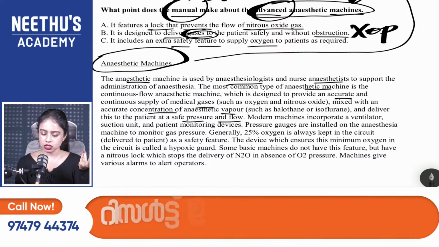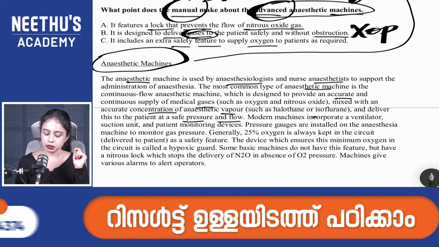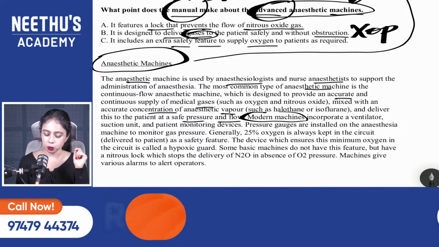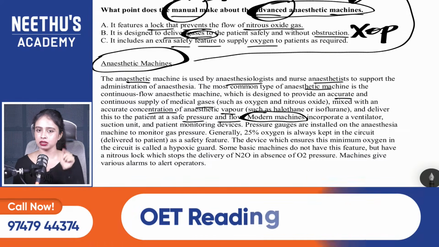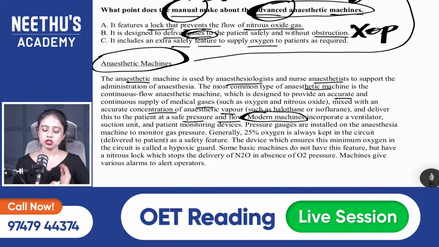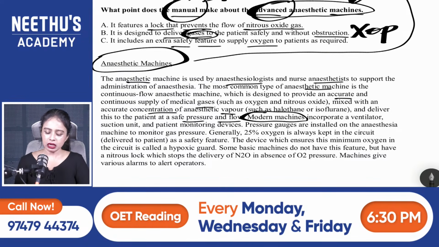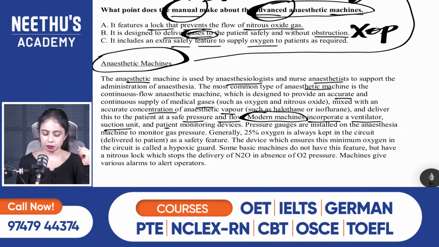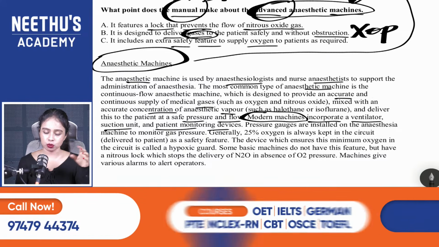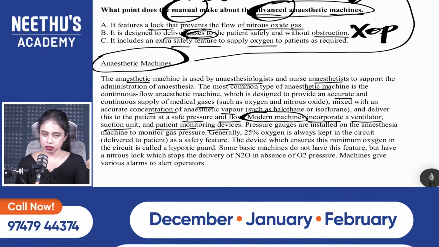This is something contradictory to my question. Modern machines incorporate. See, I found my keyword here from the question: modern machine, advanced machine, latest machine. So I hope that now I will get the correct answer. Incorporate, which means include, a ventilator, suction unit, and patient monitoring devices. So what does it include? A ventilator, suction unit, and patient monitoring devices.